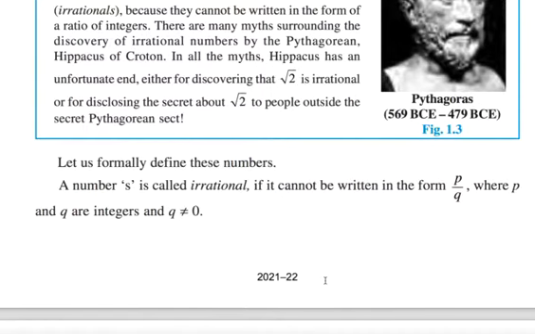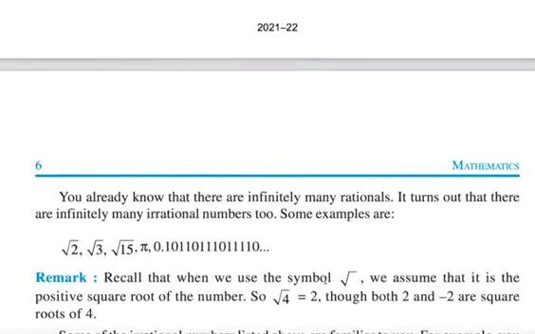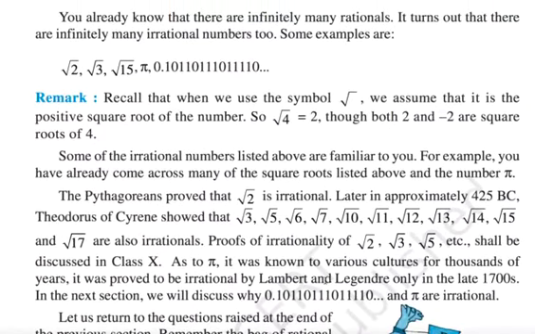Let us formally define these numbers. A number s is called irrational if it cannot be written in the form p by q, where p and q are integers, and q not equal to 0. You already know that there are infinitely many rationals. Turns out that there are infinitely many irrational numbers too. Some examples are root 2, root 3, root 15, pi, 0.10110, like that.